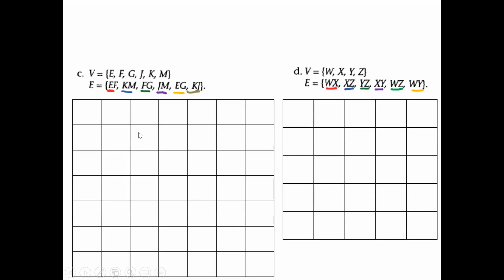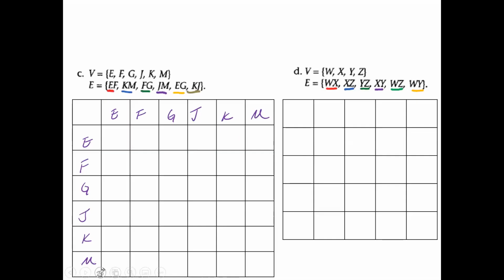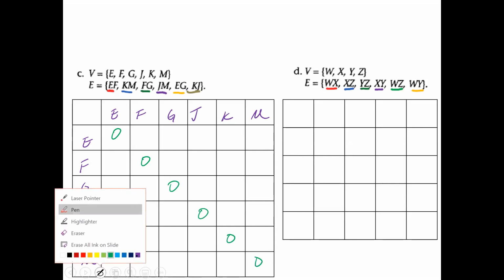All right. Now, what if instead of a diagram, you have the vertices given to you and also the edges? Looking at this, we'll start off with E, F, G, J, K, M across and E, F, G, J, K, M down. So let's think about the connections here. First things first, EE is 0, FF is 0, GG, JJ, KK, MM, all zeros.